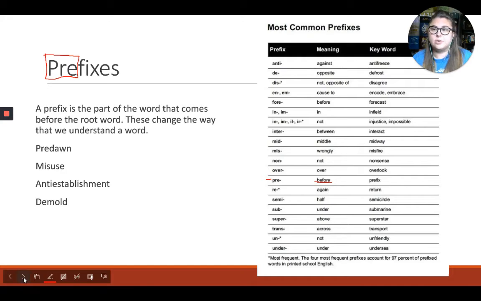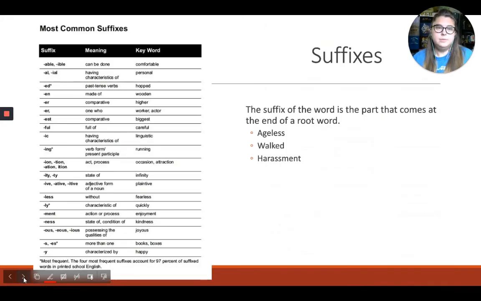So prefixes always come before the word. Their opposites are suffixes. Suffixes are words that come at the end of the word. Now, what I want you to notice is that a lot of these suffixes are adjective, adverb, or verb endings.